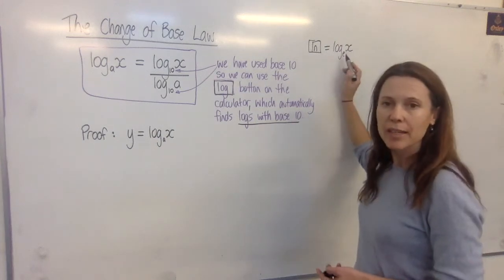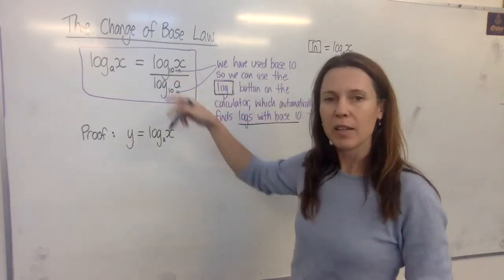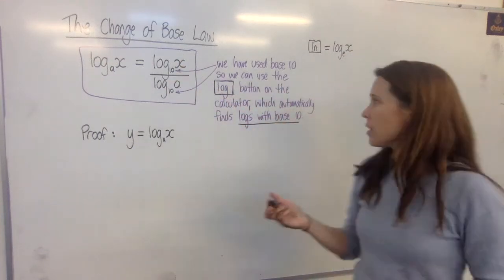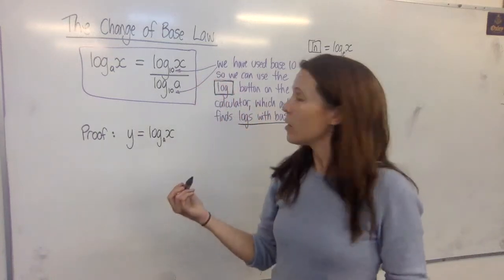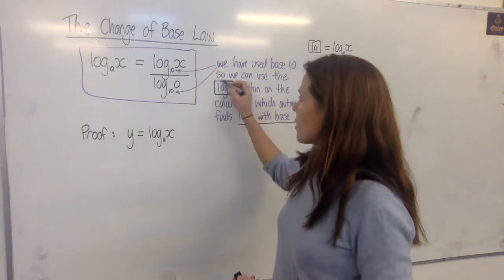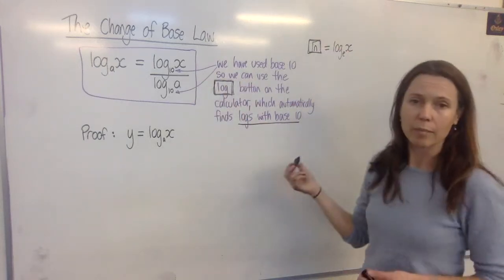Now, we'll deal with e later, so it's important to know that we could actually use e in our formula here, but for today we're going to use 10. The important thing is that the numbers in our base need to be the same. So we either use 10 and use the log button, or we'll use e and we'll use the ln button.